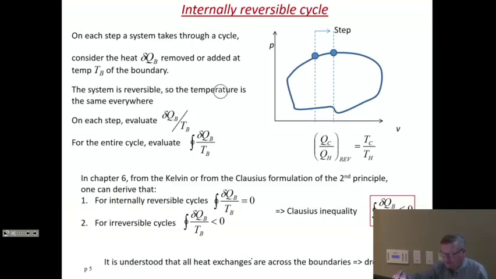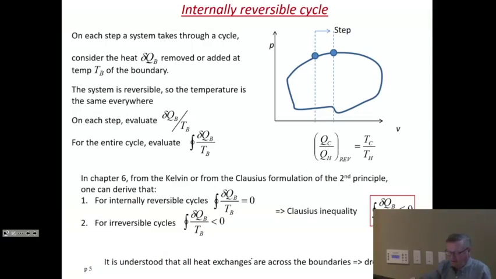Now, the system is reversible. It is tending to equilibrium at the end. So basically, the temperature is the same everywhere. It's a quasi-equilibrium. Now, in one step, you evaluate, on each step between here and here, the quantity delta QB over TB, right? And then you integrate that over the entire cycle. So the integral over the entire cycle is this integral with a circle in it of delta QB over TB. And really, the B is not superfluous in what we're going to be doing. Just remember, it is the heat that goes across the boundary.